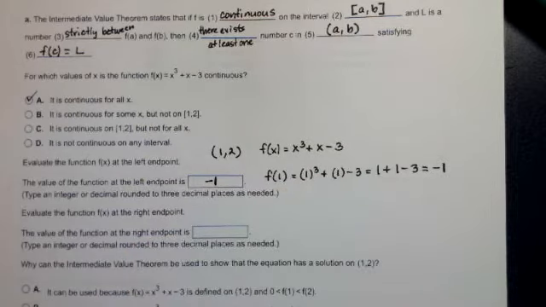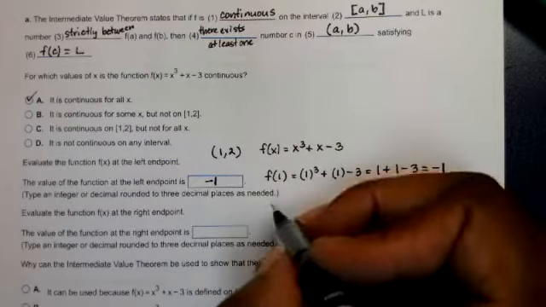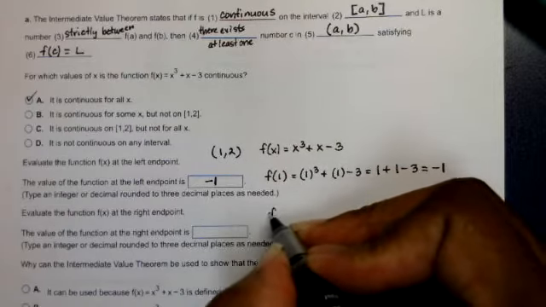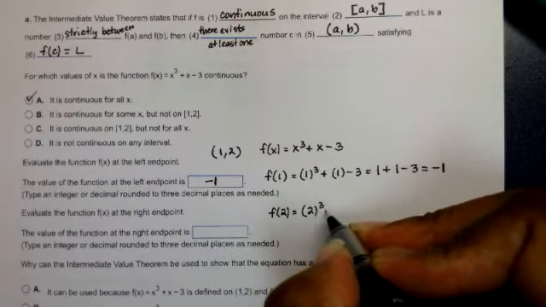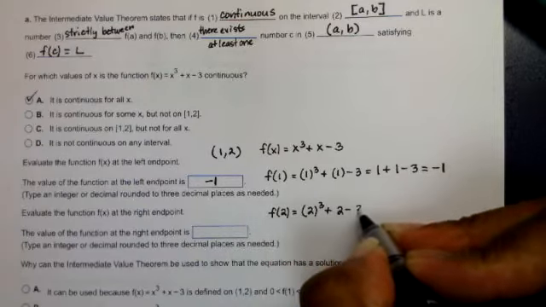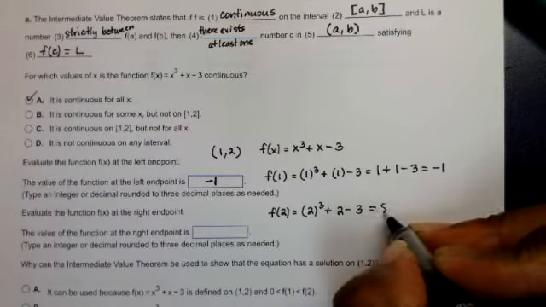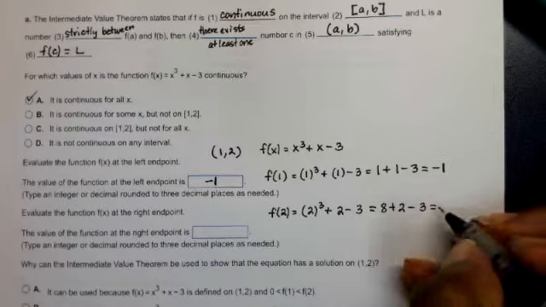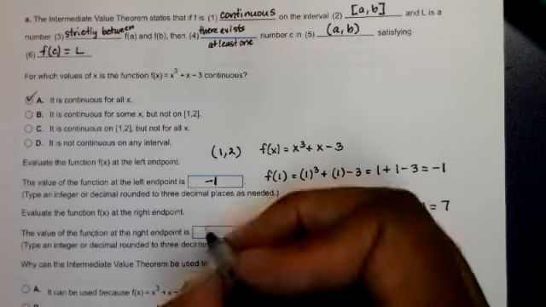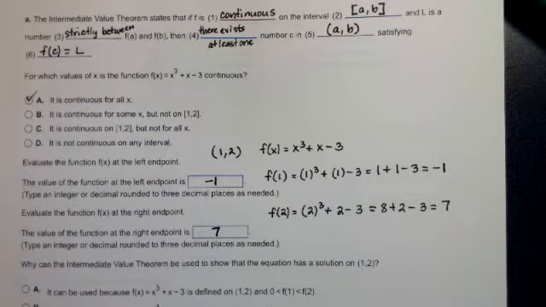The value of the function at the right endpoint, well, my right endpoint is 2. So f of 2 is 2 cubed plus 2 minus 3. Well, 2 cubed is going to be 8. 8 plus 2 will be 10. 10 minus 3 will be 7. So the value of the function at the right endpoint would be 7.